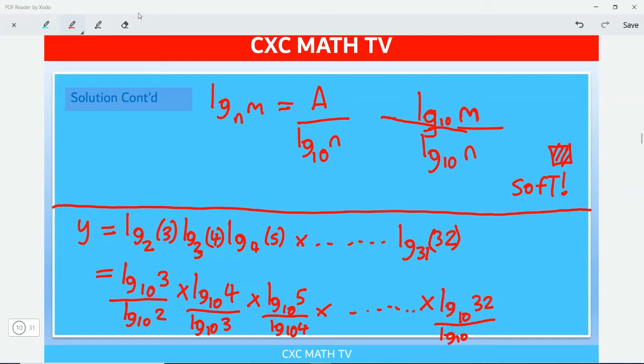When we change that to base 10, it's log to base 10 of 32 divided by log to base 10 of 31. Now, as we can see, log base 10 of 3 cancels log base 10 of 3. Log base 10 of 4 cancels log base 10 of 4. Log base 10 of 5 would cancel log base 10 of 5. And there's going to be a lot of cancellation until we get to log to base 10 of 32. That won't cancel. And the log base 10 of 2, that didn't cancel. So the final answer will just work out to be log to base 10 of 32 divided by log to base 10 of 2. And I am positive that is 5, because that's 2 to the 5th power. And so the answer works out to be 5.